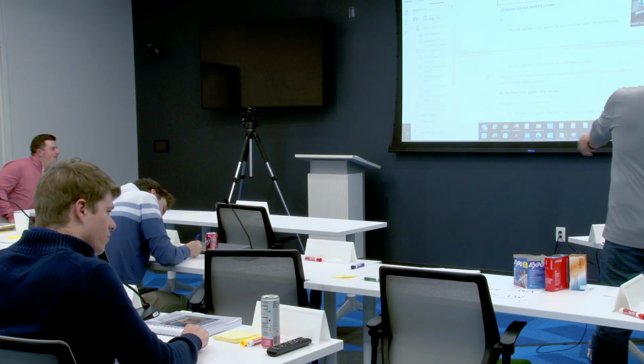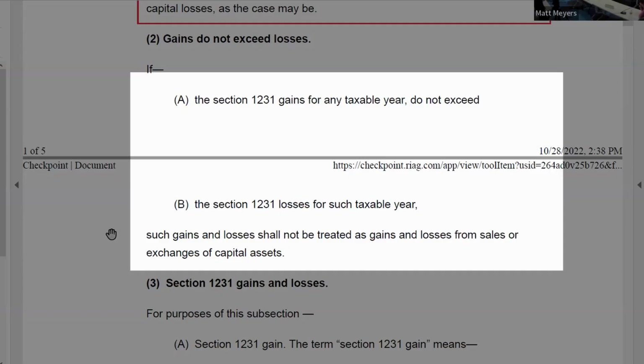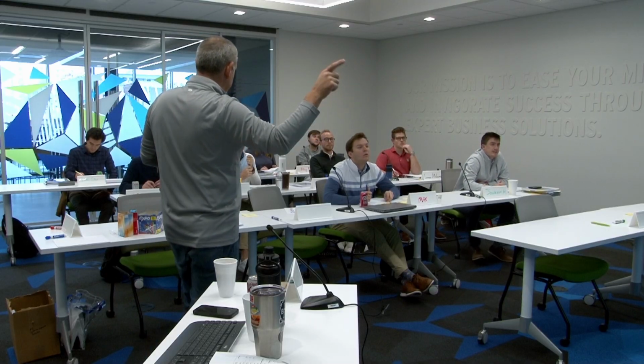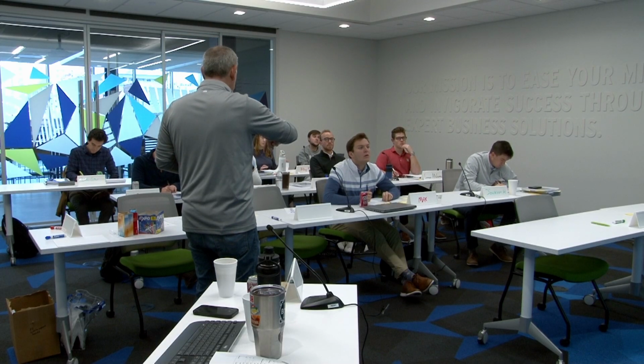Okay? So let's go back to gains or losses do not exceed. Who read that? What's it say? Section 1231 gains for any taxable year do not exceed the Section 1231 losses. Such gains and losses shall not be treated as gains and losses from sales or exchanges. So would they be treated as ordinary? That's exactly what that's telling you. The fact that it's saying it's not treated as sale or exchange says you abandon it for purposes of this section and it's treated as ordinary.